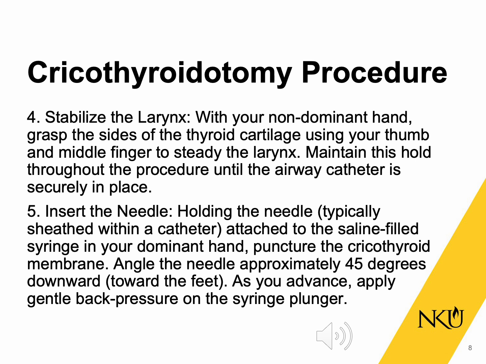Next, you are going to stabilize the larynx with your non-dominant hand and grasp the sides of the thyroid cartilage using your thumb and middle finger to steady the larynx. You should maintain this hold throughout the procedure until the airway catheter is securely in place. Next, you will insert the needle and puncture the cricothyroid membrane. Angle the needle approximately 45 degrees downward toward the feet. As you advance, apply gentle back pressure on the syringe plunger.